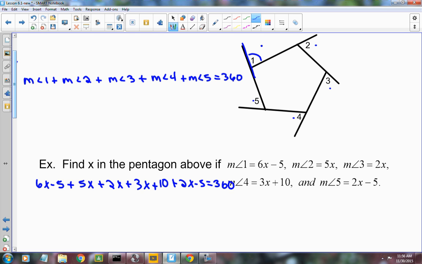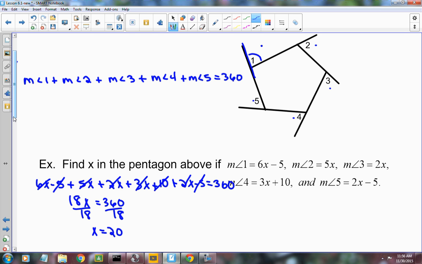So I'm going to add all my x's together. 6x plus 5x is 11x, 13x, 16x, 18x. And then if I add my constants, I've got negative 5, 10, and negative 5. What happens? They cancel, right? And so I've got 18x equals 360. And I'm going to divide both sides by 18. And so x is going to be 20. I think that's all that they're asking us to find.